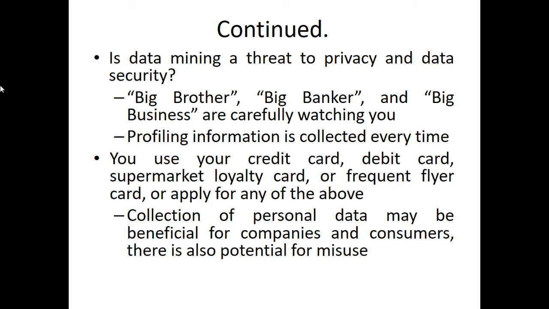Big brother, big banker, big business, they are carefully watching you. Normally everybody is watching, and we cannot disclose the information. Profiling information has to be corrected every time, but personal information about one person we cannot correct very easily. You use your credit card, debit card, and supermarket cards, and we cannot get all that information. Where you are using your credit card, that is also something we cannot access.